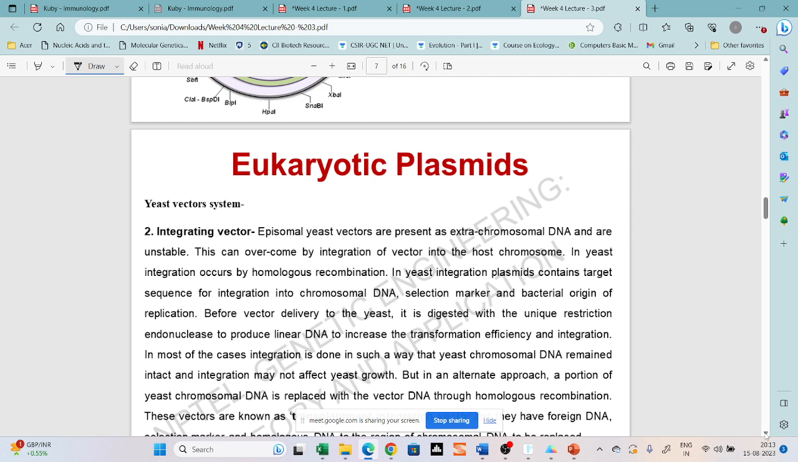Episomal yeast vectors are present as extrachromosomal DNA and they are unstable. This can be overcome by integration of the vector in the host genome. So integration vectors will integrate with the host genome. Whereas episomal DNA is the extrachromosomal DNA, meaning the DNA apart from the genomic DNA, present in a cell. So integration vectors will provide us stable expression. Okay? Okay, ma'am.